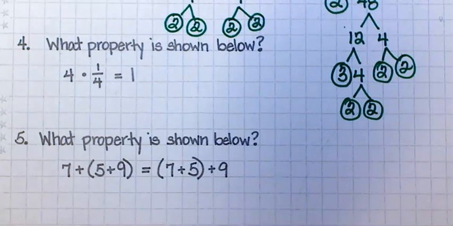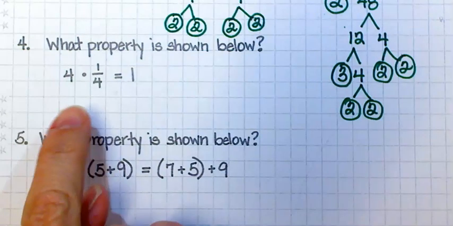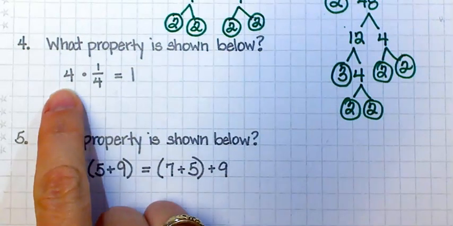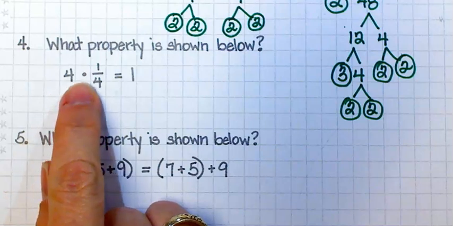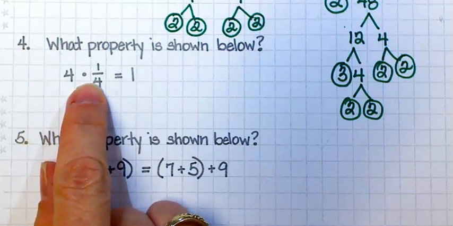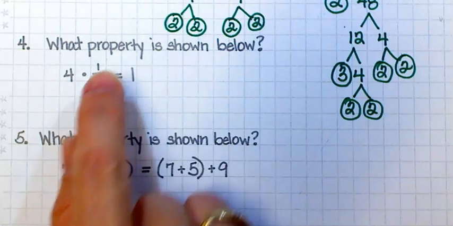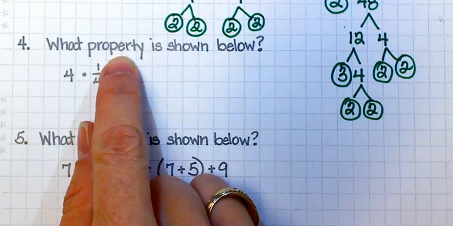Okay, 4 and 5 is asking, it doesn't ask you to solve. The problem's already solved. There's no math to do. It's just telling you, hey, 4 times the inverse of 4, or the reciprocal of 4, 1/4. 4 times a fourth is going to give you 1. They're asking you what property that is demonstrating.